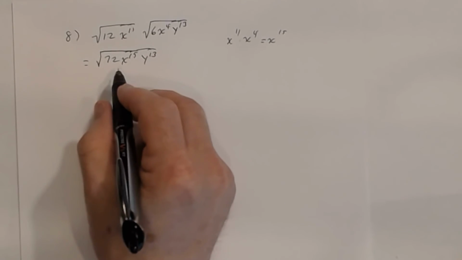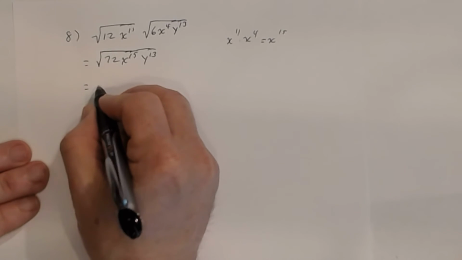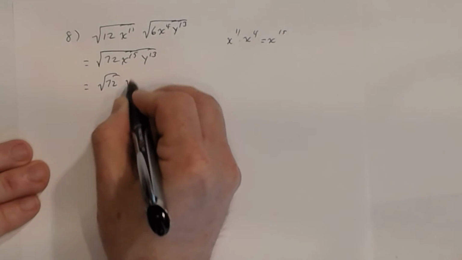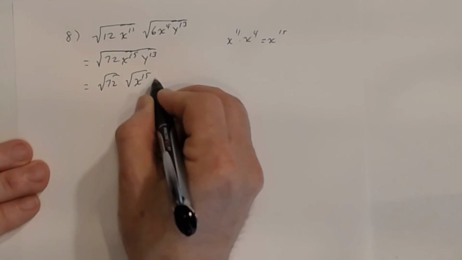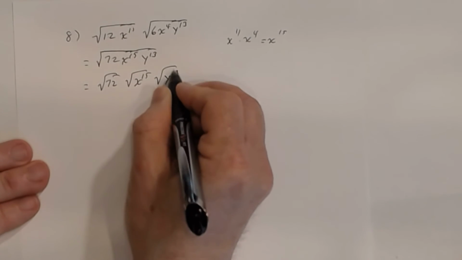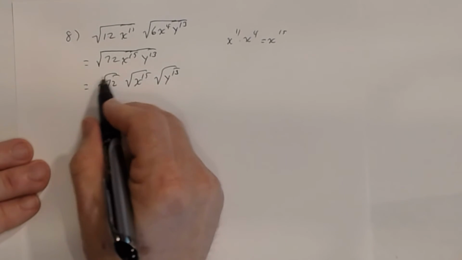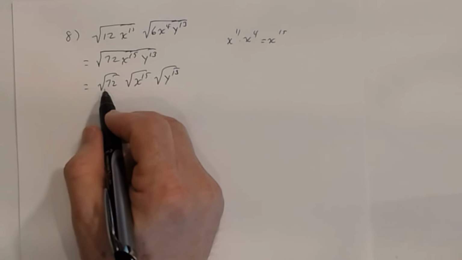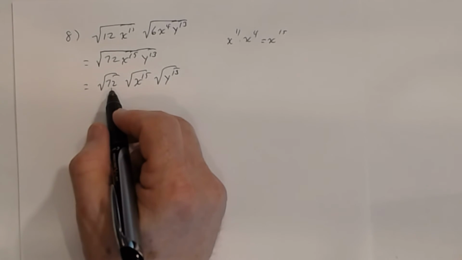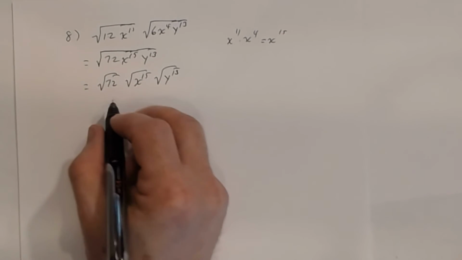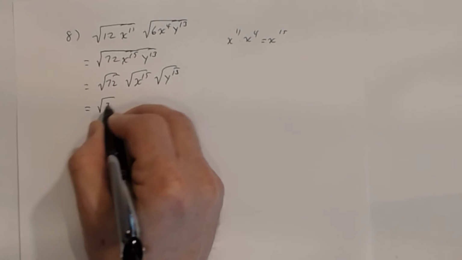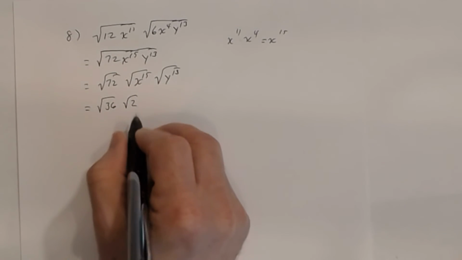Okay, so that's where I'm at. So now we want to simplify this though. So now you're going to rewrite this as the square root of 72 times the square root of x to the 15th times the square root of y to the 13th. Now let's talk about the square root of 72. The largest perfect square that goes into 72 is 36. So I'm going to write this as the square root of 36 times the square root of 2.